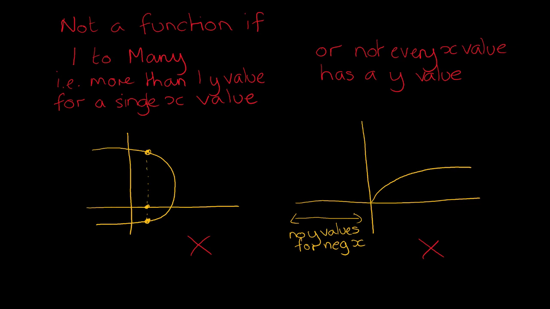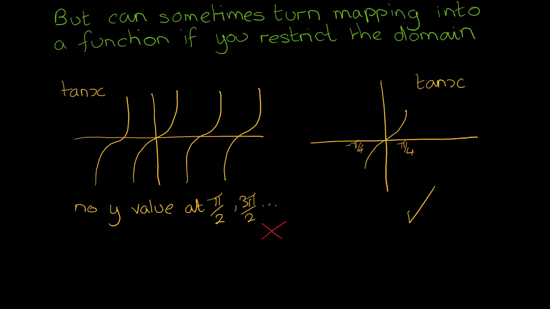The other way it's not a function is if there are just no y values for every single x value. So we can see on this graph that there's no part of the graph over here in this negative side of the x-axis, only on the positive side, and therefore that's not a function either. But sometimes you can turn a mapping into a function if you restrict the domain.